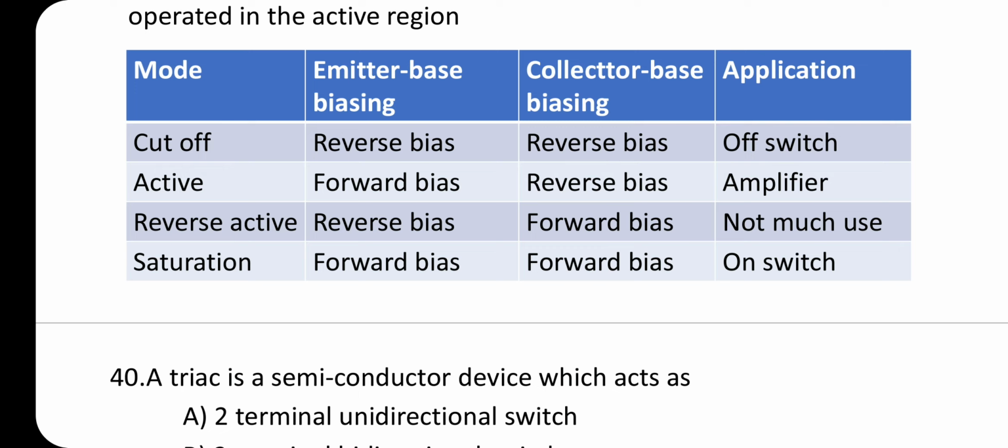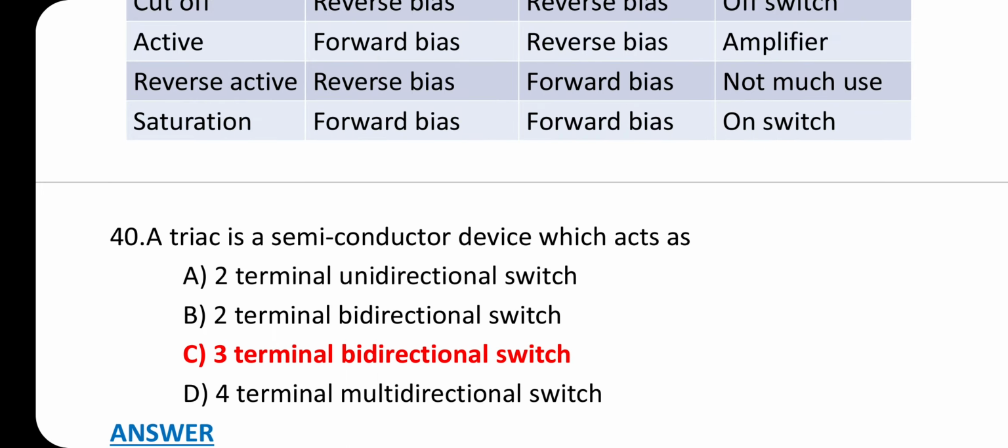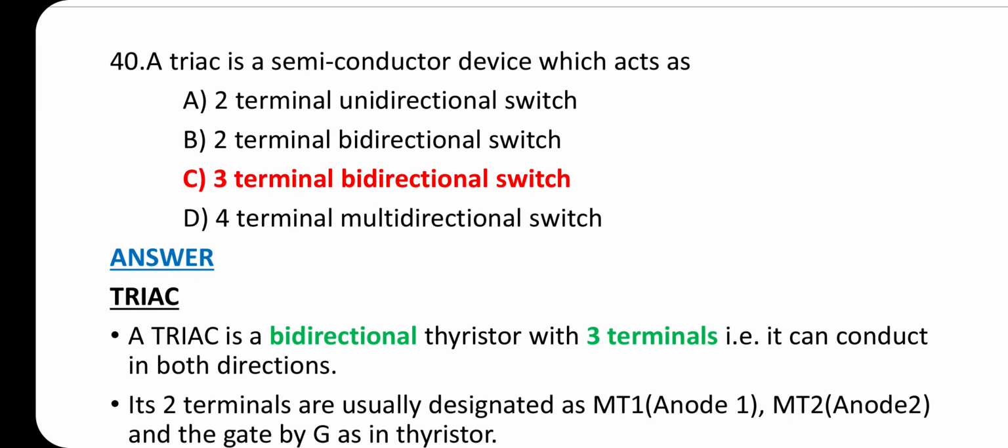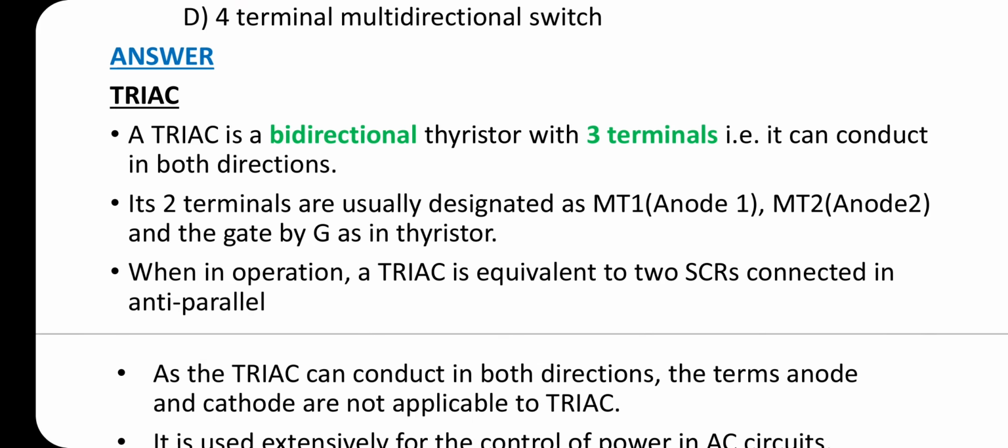Saturation mode, emitter base junction forward biased and collector base junction is also forward biased. On switch. The last question of this part 2 is question number 40. A triac is a semiconductor device which acts as, answer is option C, 3-terminal bidirectional switch.